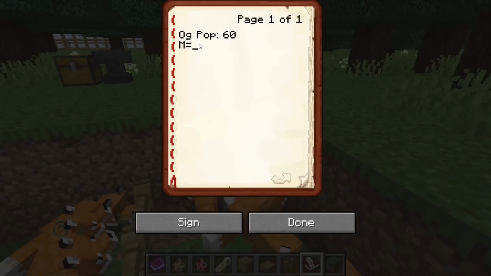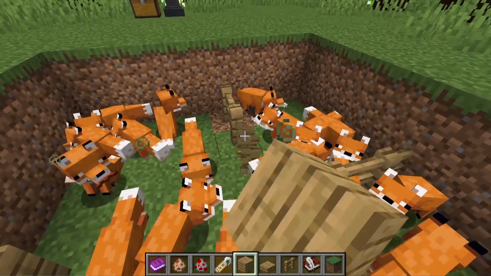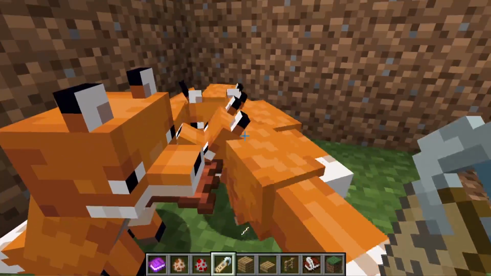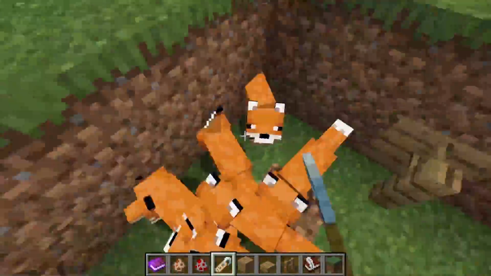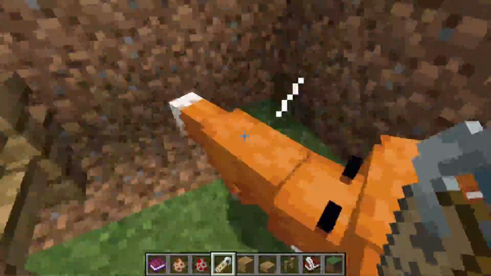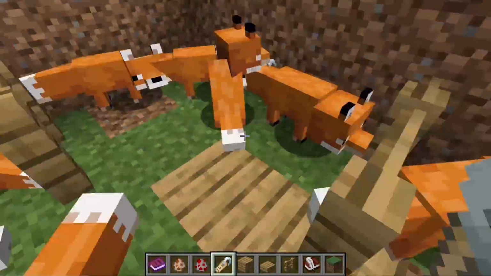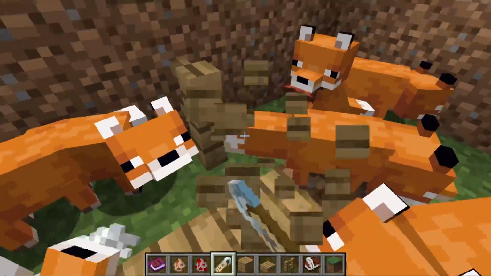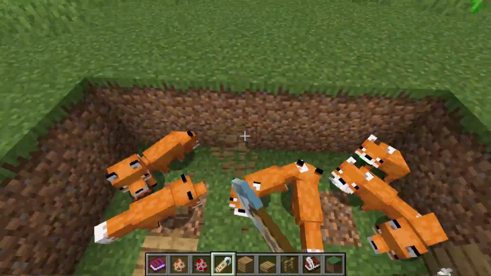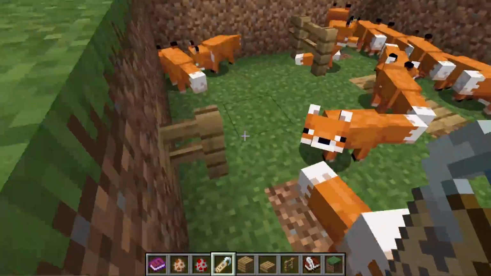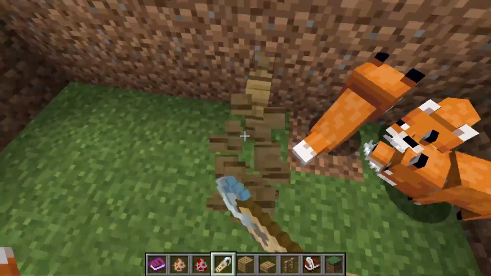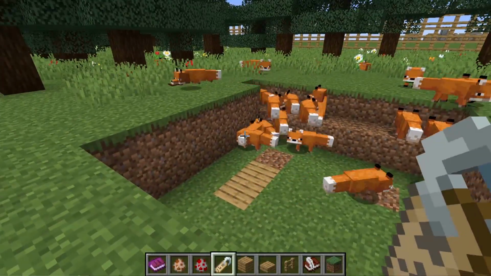Okay, so I counted 23. And I made sure I double checked just in case. Now we are going to mark all of them, make sure they're all marked. Okay, perfect. Now that they're all marked, we're going to let them go. And we're going to let them combine with the rest of the population.